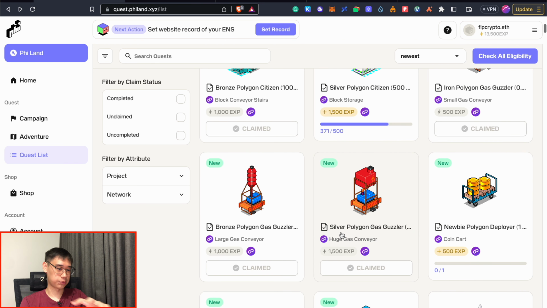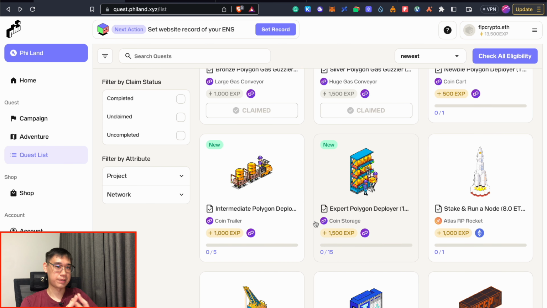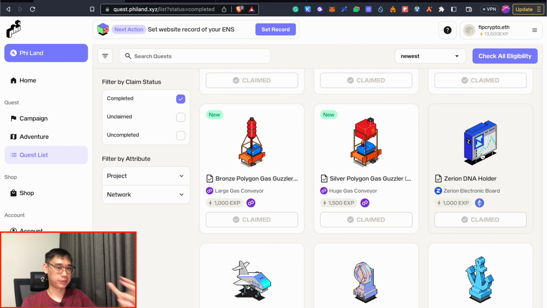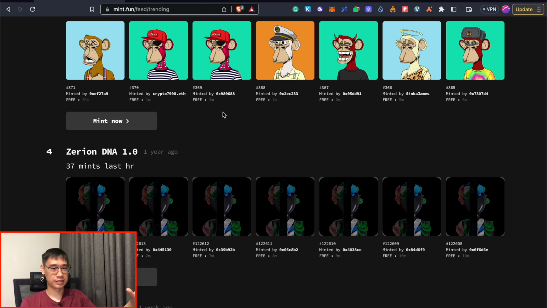So Phi Land has also released some of these quests on the Polygon network. I would strongly recommend that you complete these as well, as the gas fees are much cheaper compared to the Ethereum network. Another unique object that you may want to collect is the Zerion DNA, which could potentially help you to qualify for the Zerion airdrop as well. The only problem is that this NFT is on the Ethereum network.